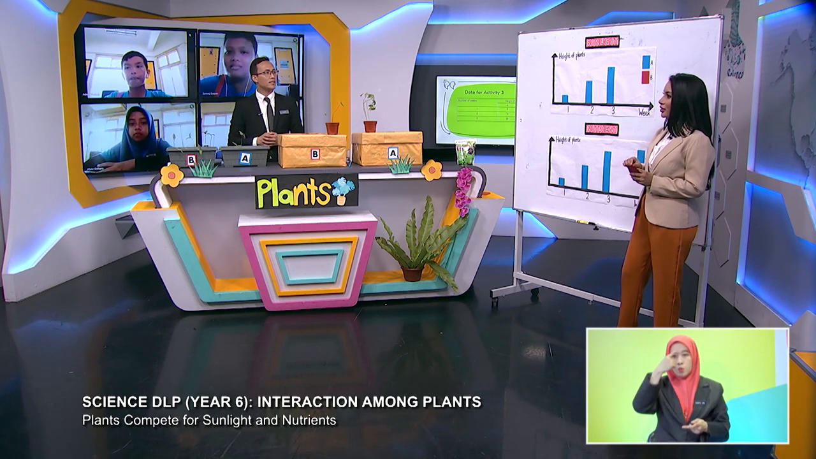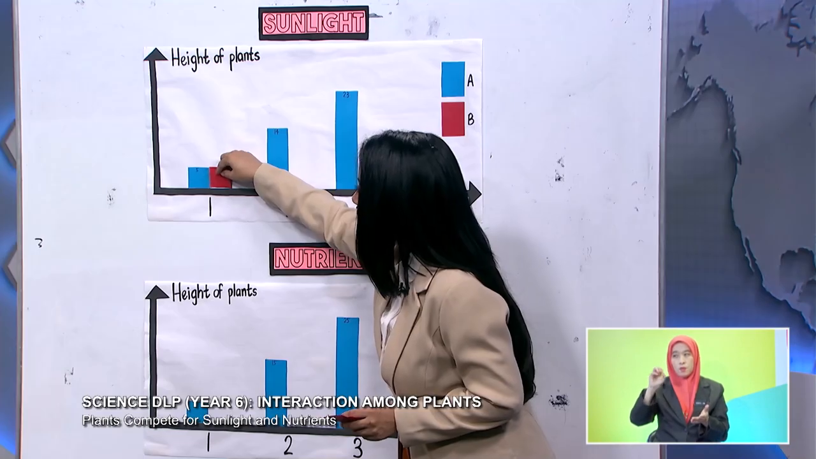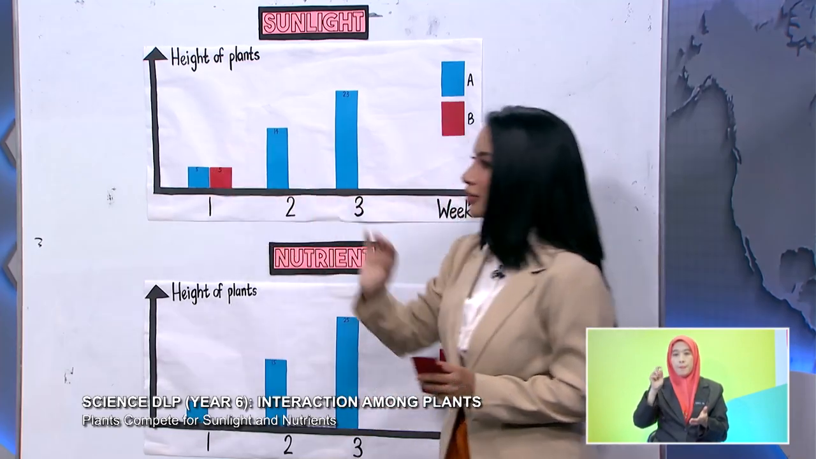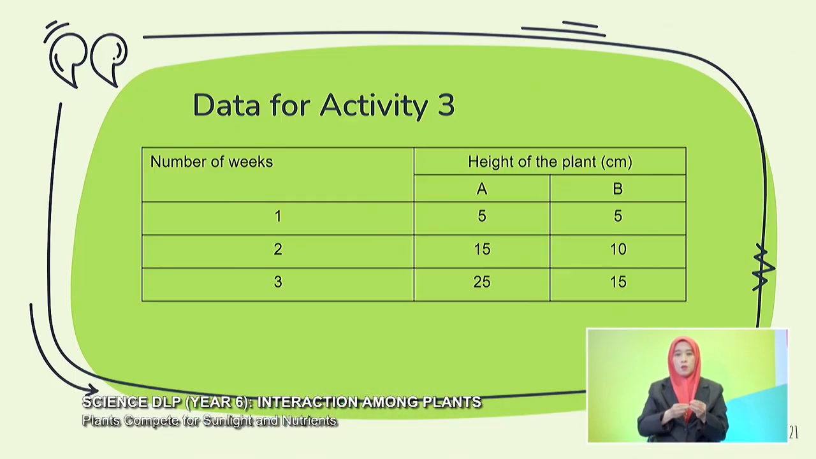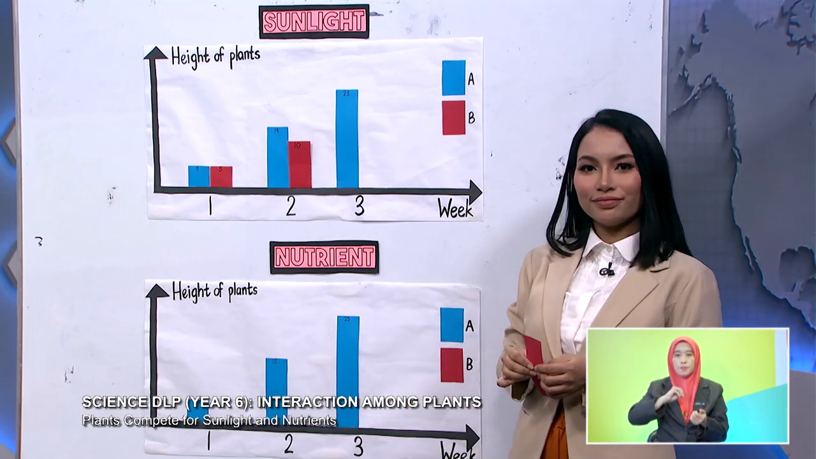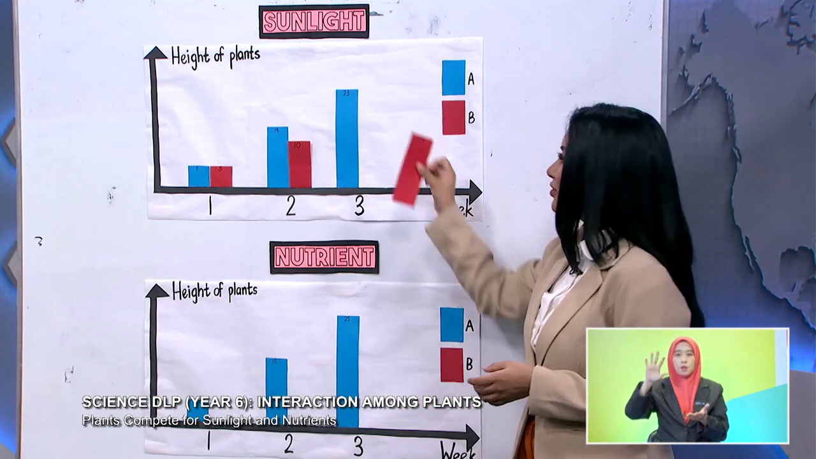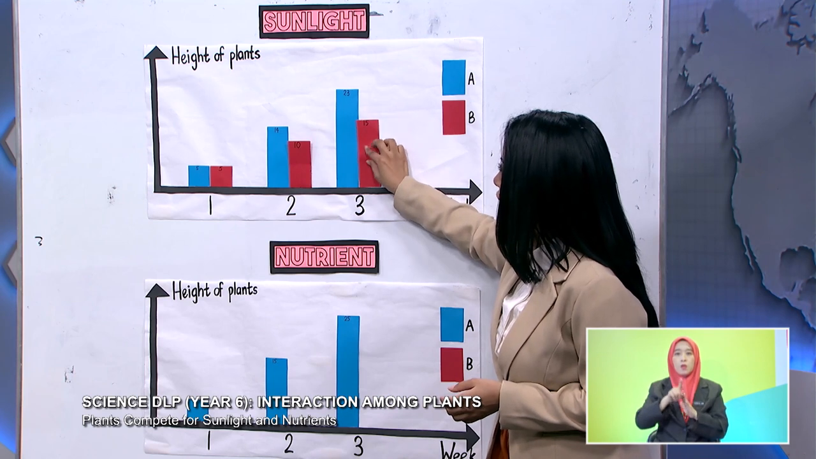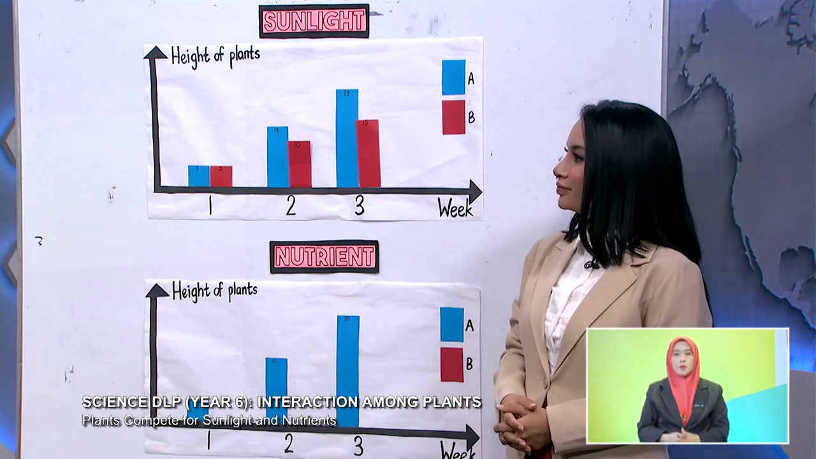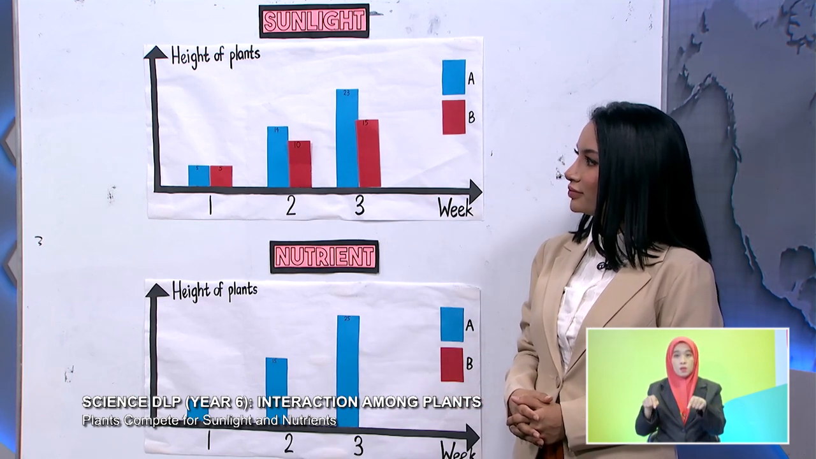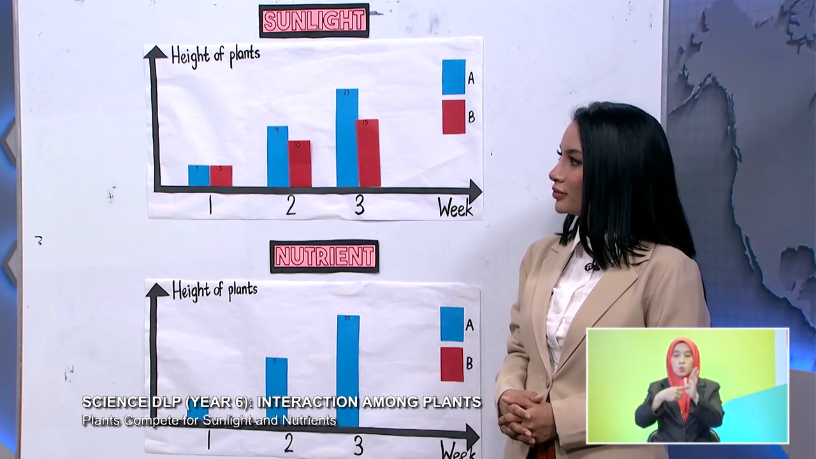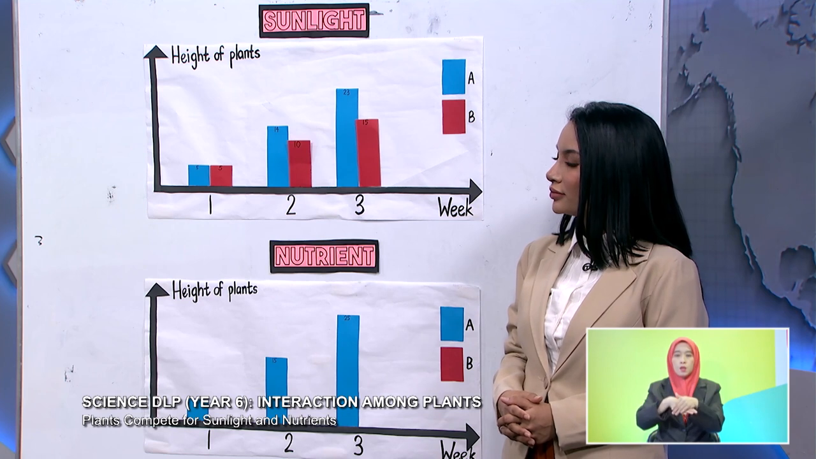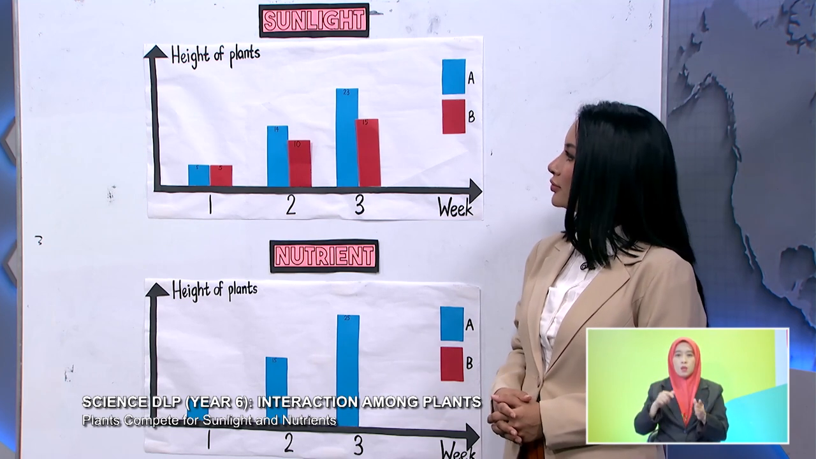For the first week, it is 5 cm tall, the same as pot A. And then we have 10 cm tall. And then finally, we have 15 cm tall. There you go. From this bar chart, it is clearly shown that the plants in pot A grew taller compared to the ones in pot B.